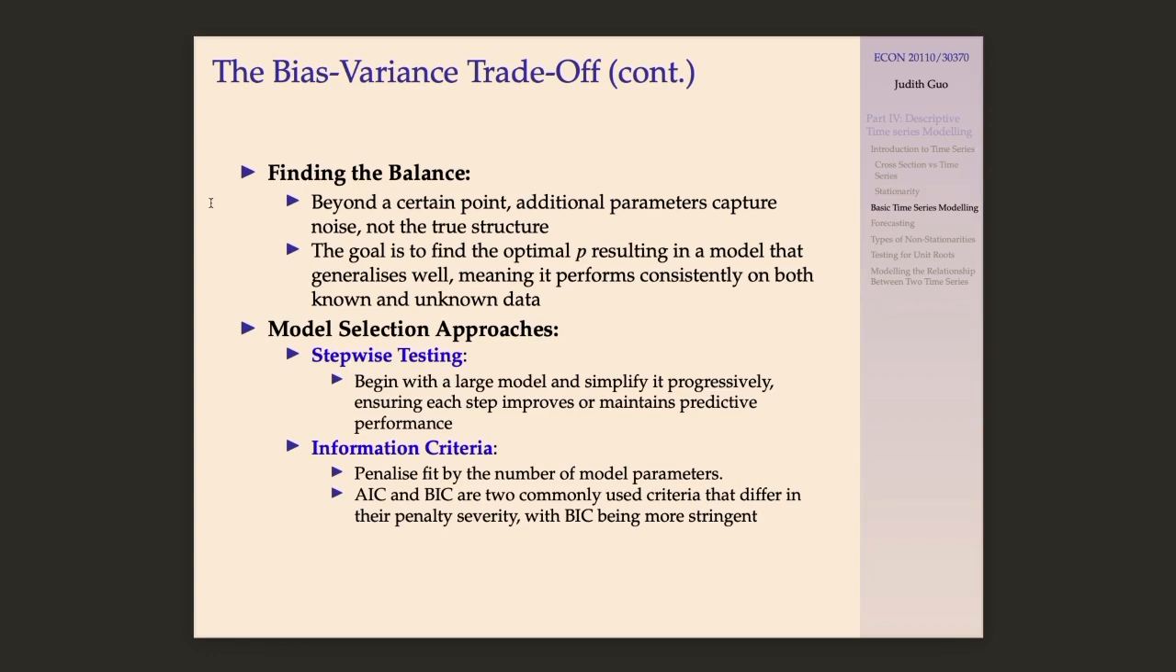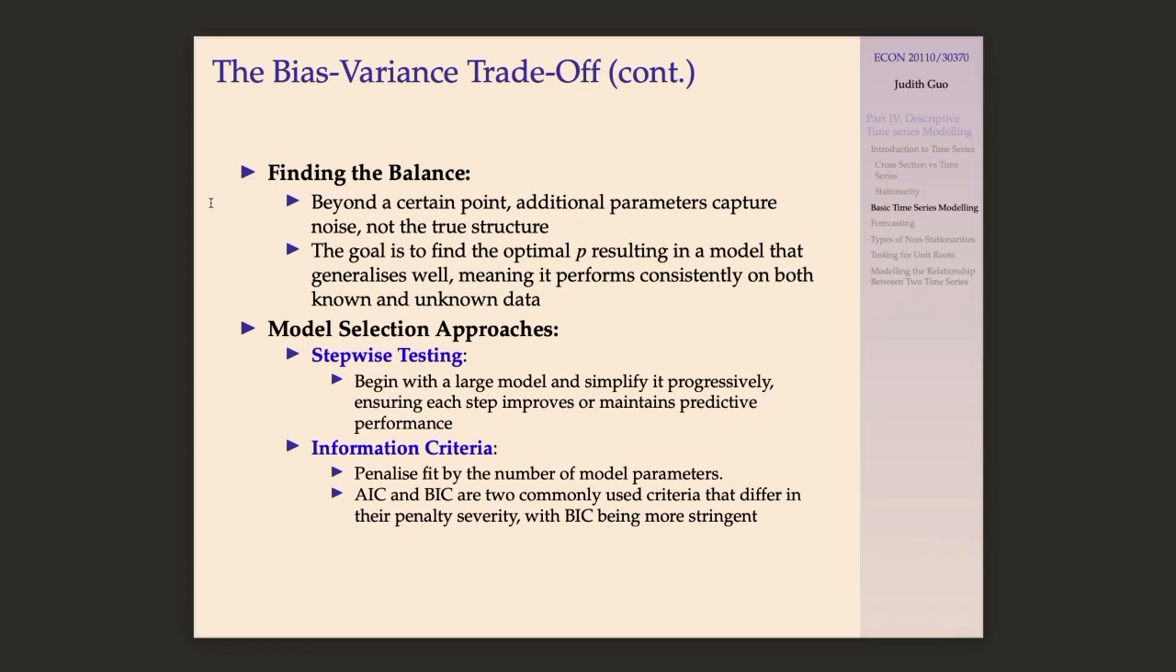In a sense, the logic of the information criteria is quite similar to adjusted R-square. It not only takes the model fit into account, but also takes the number of parameters into account, and it imposes a penalty on the number of parameters. The more parameters you include in a model equation, the heavier the penalty. I don't think I'll have time to get to information criteria today, so I'll leave that for Friday. But I'm going to quickly go through the stepwise testing. It's very simple and straightforward.